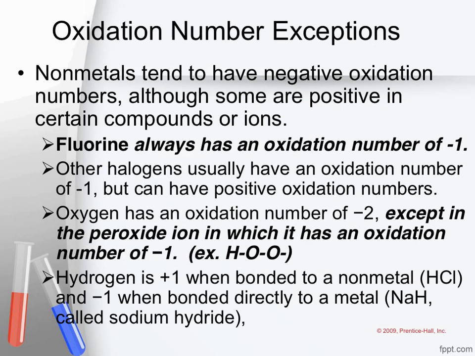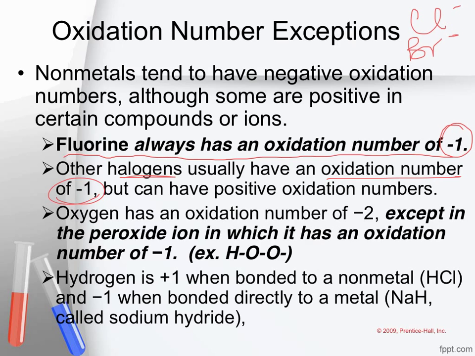Couple more rules, or just guidelines, that'll help you. Fluorine, being the electron hog that it is, the most electronegative atom in the periodic table, always has an oxidation number of -1. That is non-negotiable. Most of the other halogens usually have an oxidation number of -1 also, but they can change. So you'll usually see chlorine and bromine, for example, with an oxidation number of -1, but you might also see chlorine at +1. So just keep that in mind.